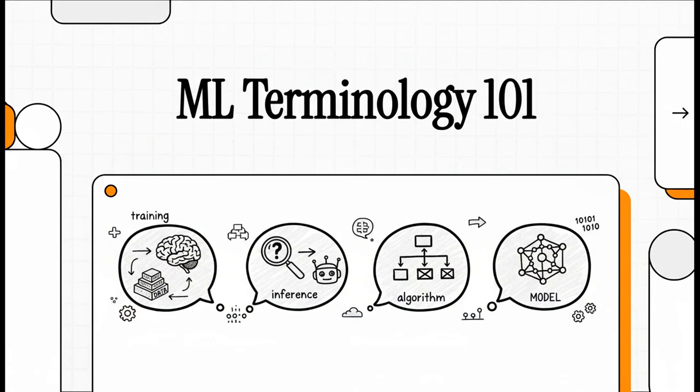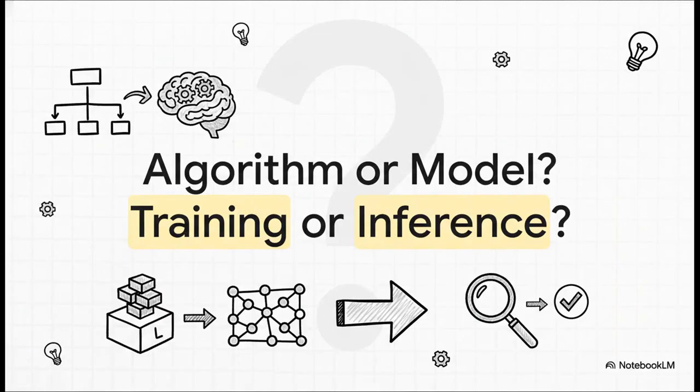All right, let's dive right in. If you've spent any time at all around AI, you've definitely heard these four words thrown around: training, inference, algorithm, and model, right? And look, they get used interchangeably all the time, which can be, well, super confusing. But here's the thing: getting these terms straight isn't just about semantics, it's the key to understanding how AI actually works under the hood. So, what is the real deal here?